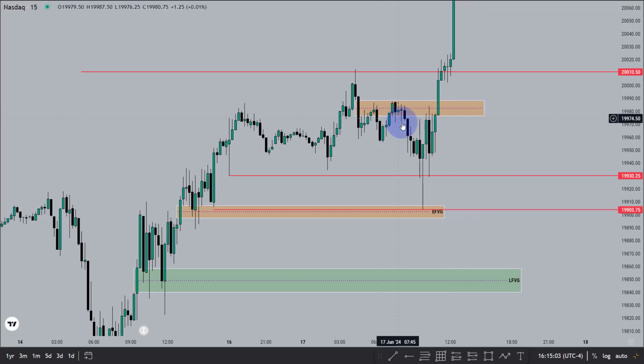How beautifully it is holding the price. See, 1, 2, 3 times, it held the price and sent it back lower.